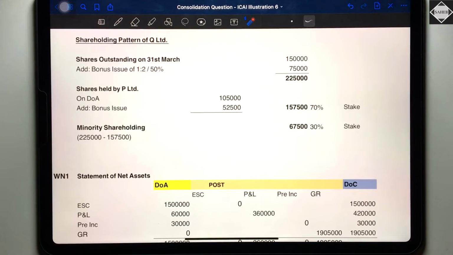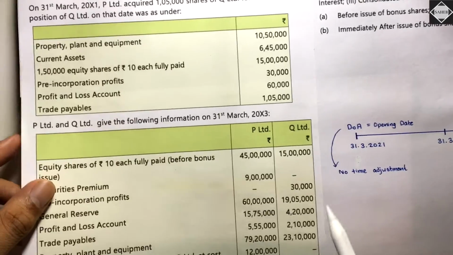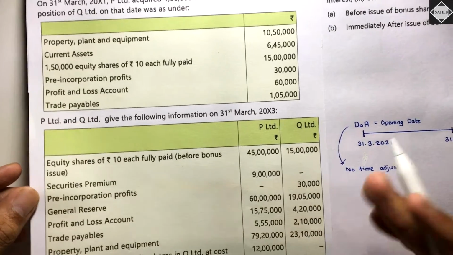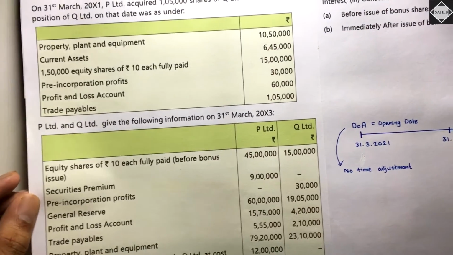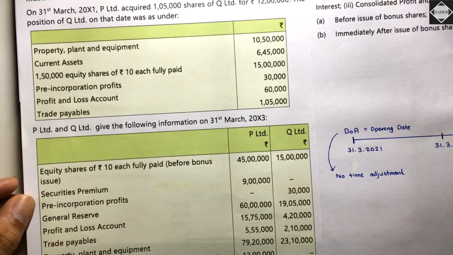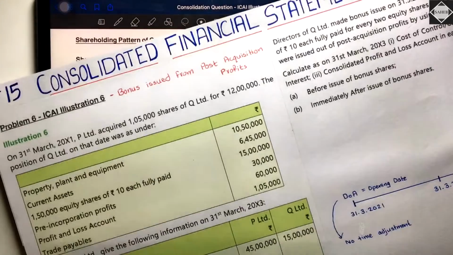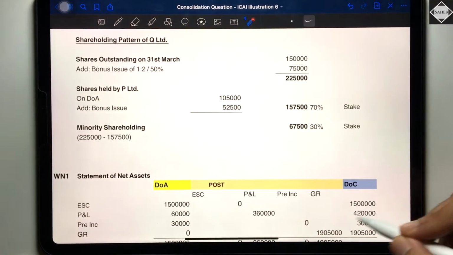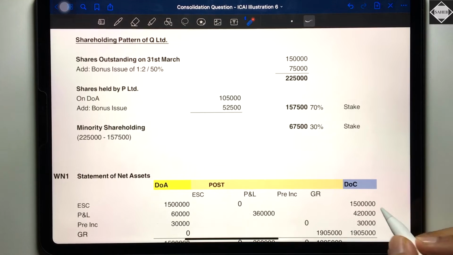Understand, it's really simple. In the question, if you see the information given to us on the date of consolidation of subsidiary company, the capital is 15 lakh, which means bonus is not accounted for. They have not done the recording of bonus. If bonus is not recorded, that means in working note number 1 also you have to take it exclusive of bonus, without bonus only. Remember this. That is why I have not included the bonus over here.